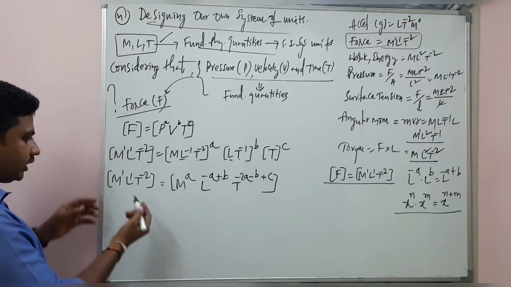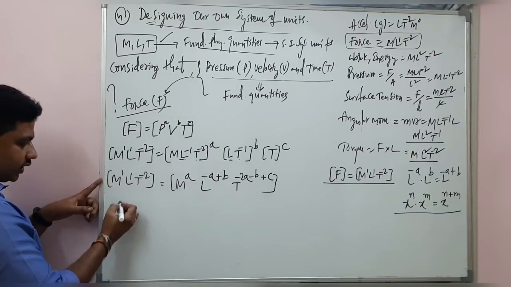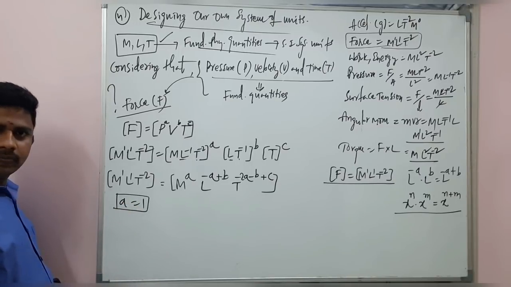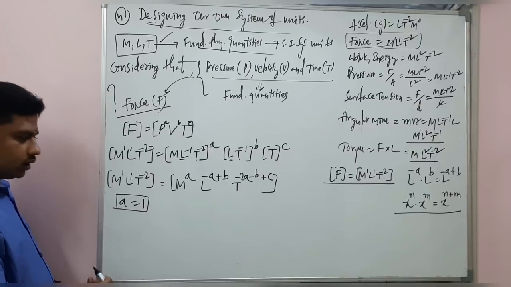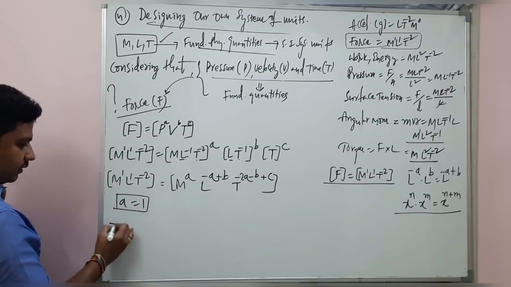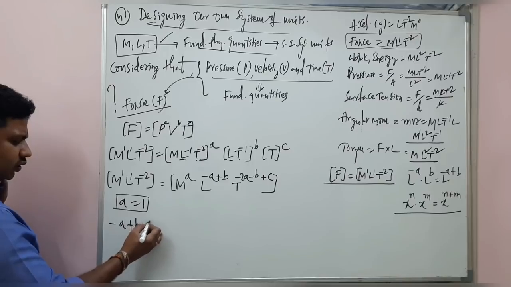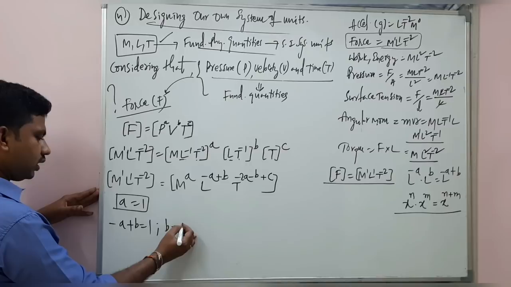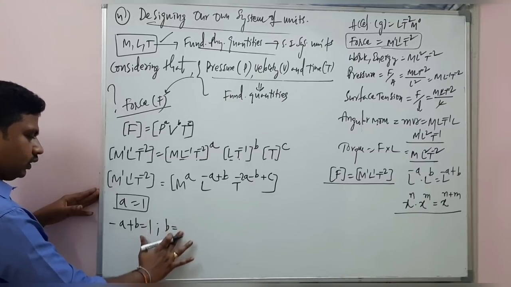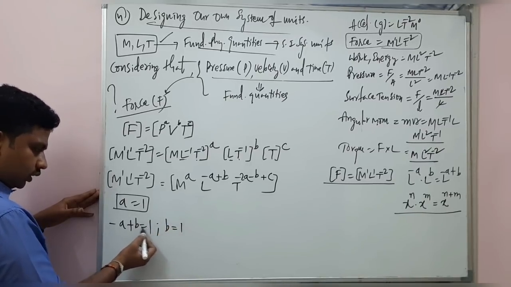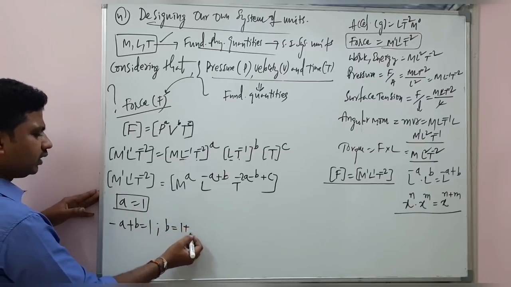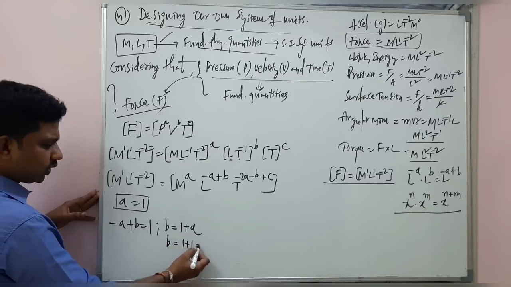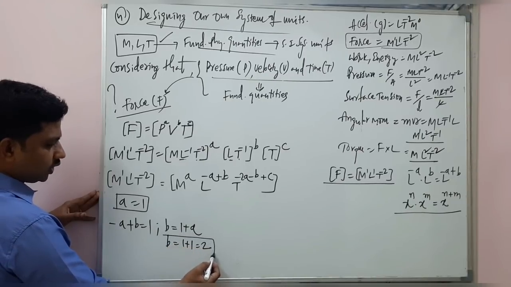Both sides equate. Here M raised to 1, here M raised to a. So I can write a is equal to 1. It's done. a is equal to 1. Now, minus a plus b is equal to 1. So from here, I can write, carefully see, b is equal to 1. This minus a comes to the other side, that will be plus a. So b is equal to 1 plus 1, it is 2. So a is 1, b is 2.